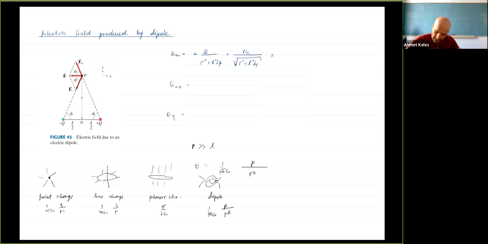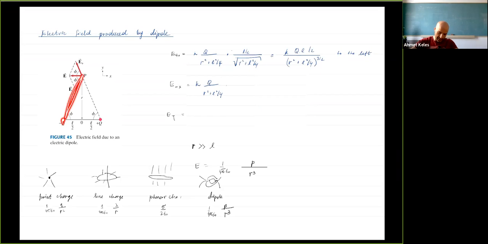So this whole thing becomes K Q times L over 2 divided by R squared plus L squared over 4 to the power 3 over 2. So I can do the same thing with this guy, and make sure the direction is to the left. So the second one is again K Q divided by R squared plus L squared over 4. Exactly the same thing.